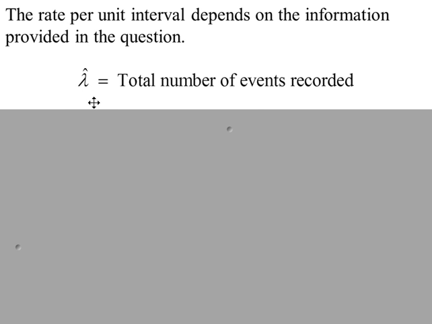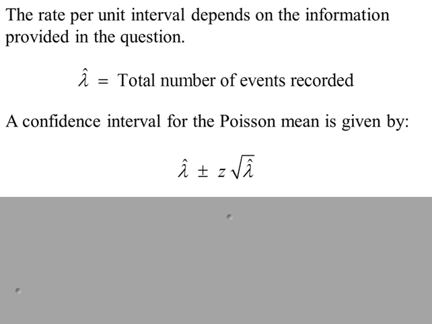Lambda hat is the total number of events recorded. It's an estimated value of lambda, hence the hat. The formula to calculate the confidence interval is not given in the formula book. This needs to be memorized.